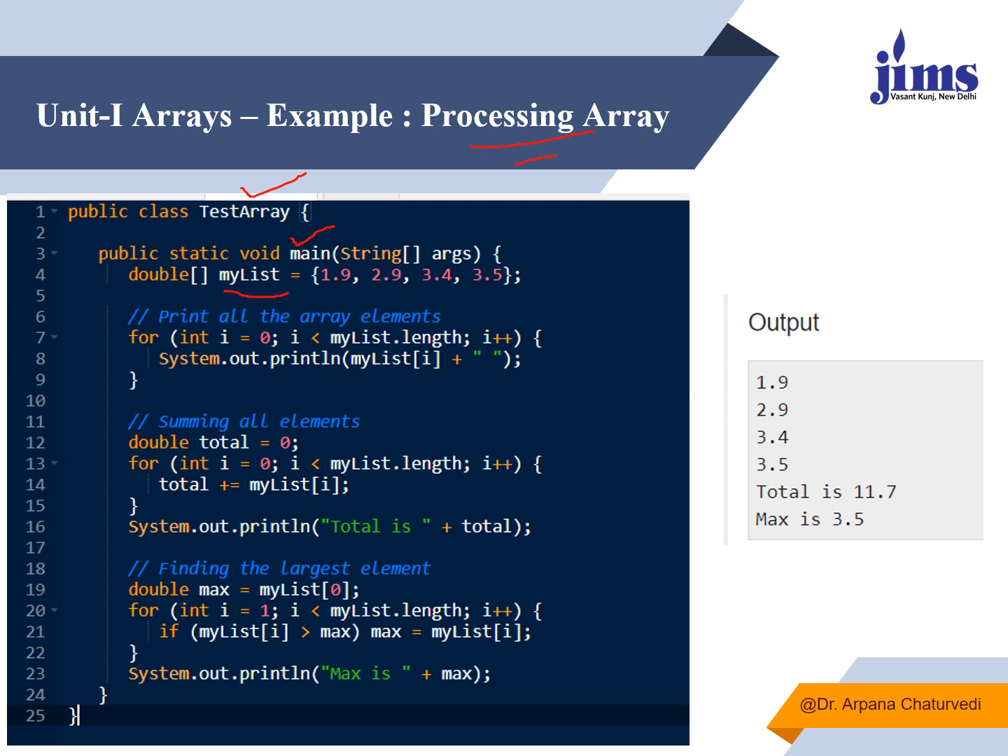So the name of the array is myList, the data type is double. As it is an array type, I have used the subscript symbol over here. At the time of declaration, I am initializing within curly brackets and writing the values 1.9, 2.9, 3.4 and 3.5. Now I want to print all these values. I'll use a for loop starting from 0 till the value of i is less than myList.length, where myList is the name of the array, i++.